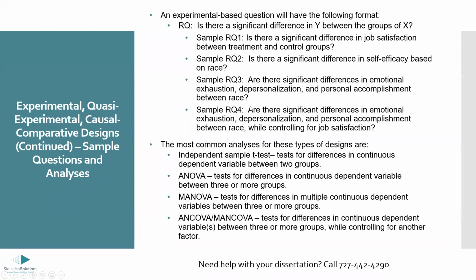Then our final example is very similar to the previous one, but we're controlling for an additional factor. We're holding job satisfaction constant. So are there differences in these factors by race while accounting for or controlling for job satisfaction? So this is where you run an ANCOVA. So the C for ANCOVA and MANCOVA stands for covariance, an analysis of covariance, and a multivariate analysis of covariance. So you're just adding an additional factor that you are holding constant.